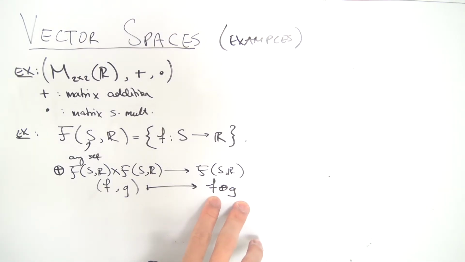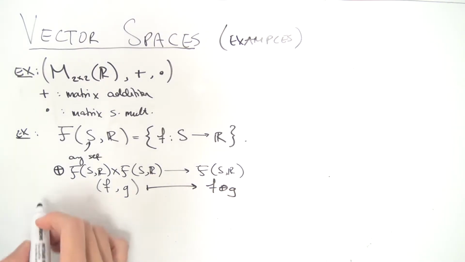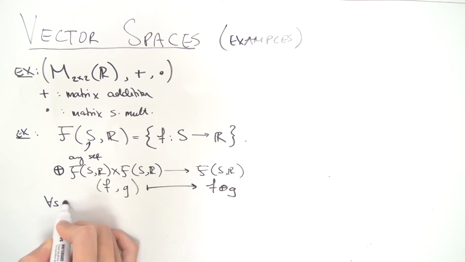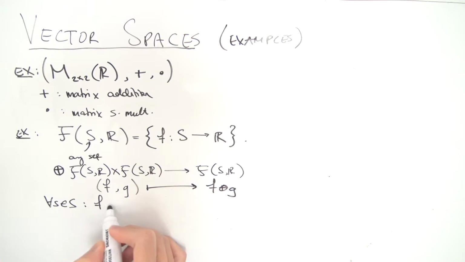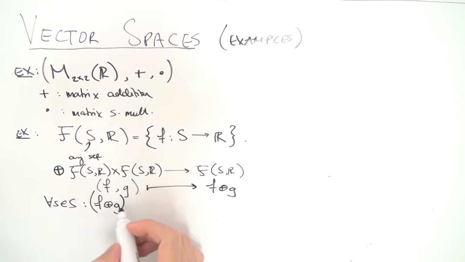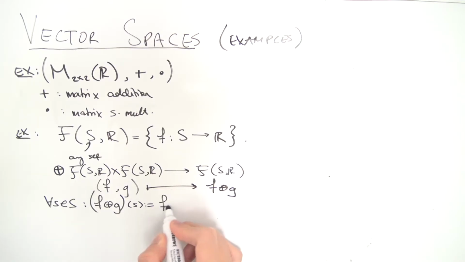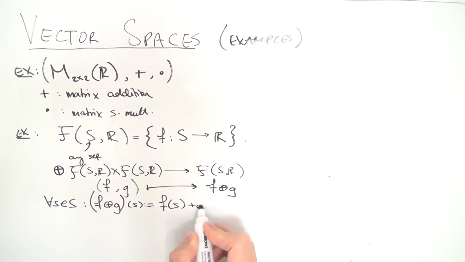So what is this? It's a map from S to R. So we can say for all s in the set S, how do we define this? We can define f circle plus g. This is a map, so you can think about this as a function which acts on this s. So this is a function from S to R. It must act on an element in S. And how do we define such a thing? Well, we can define this to be equal to f of s plus g of s.